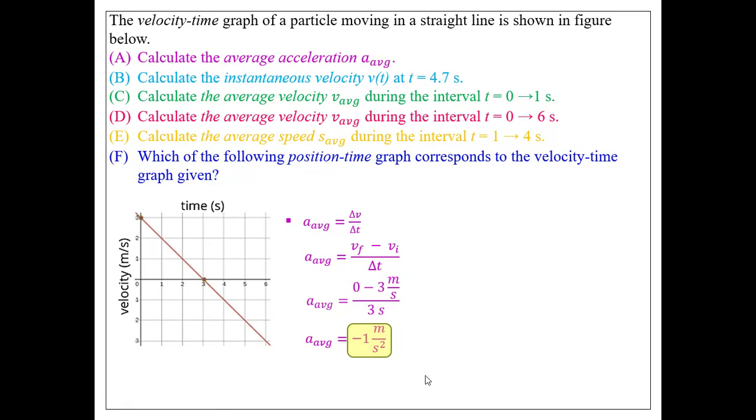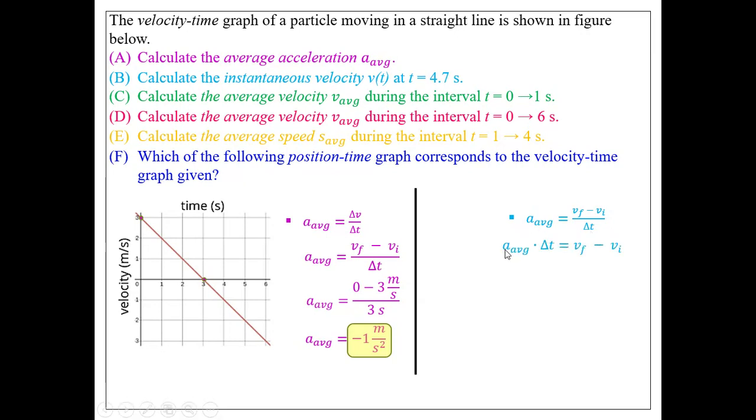Okay, let's do B. B wants you to find the instantaneous velocity at 4.7 seconds. To find it, all you have to do is once again set up your average acceleration equation. Average acceleration is equal to VF minus VI divided by delta T. Here instantaneous velocity is the same as VF, so all you have to do is isolate VF by doing algebra correctly. To get VF by itself, I first need to get rid of delta T, so I'll multiply both sides by delta T.